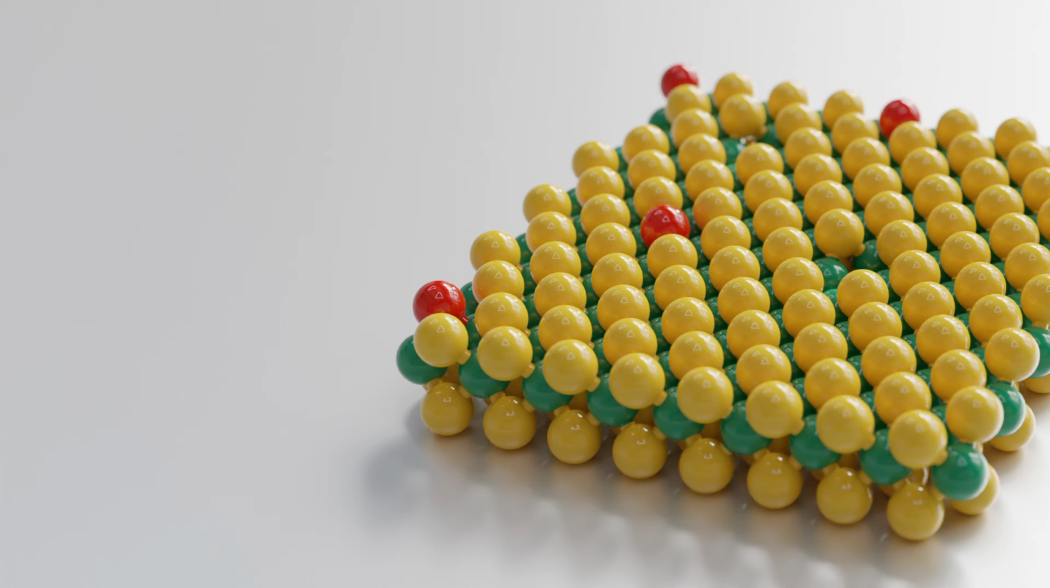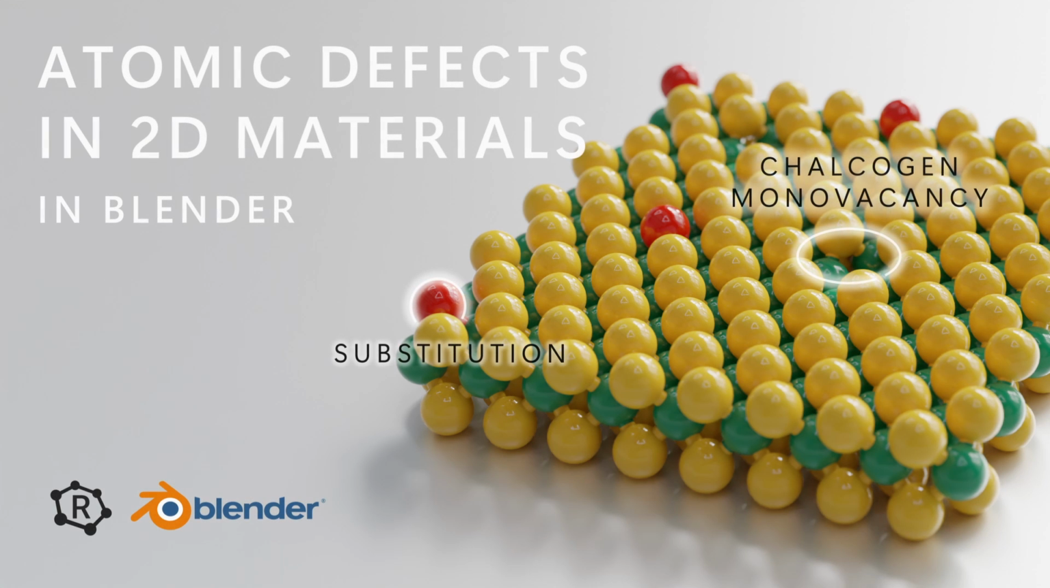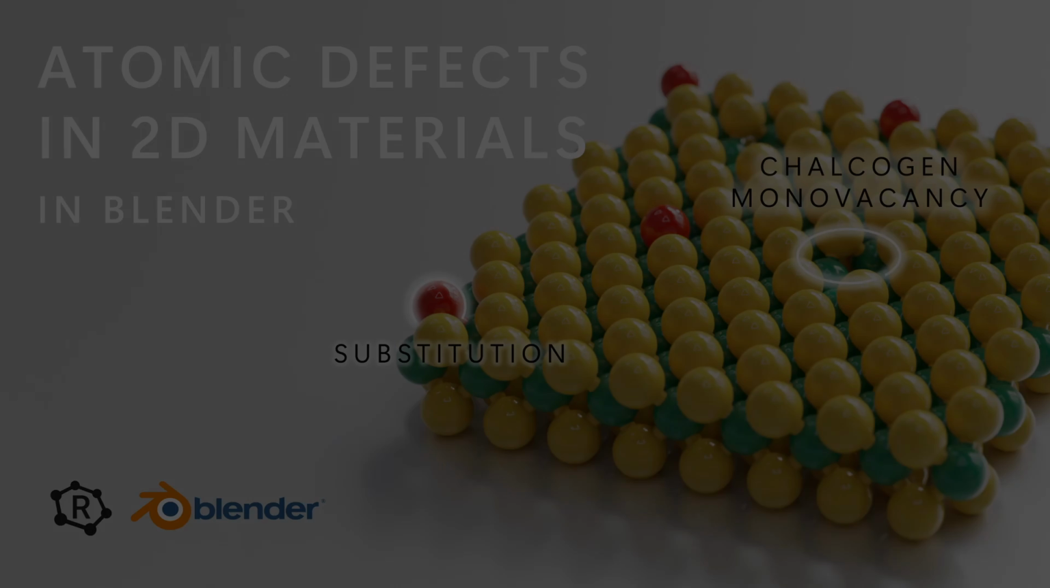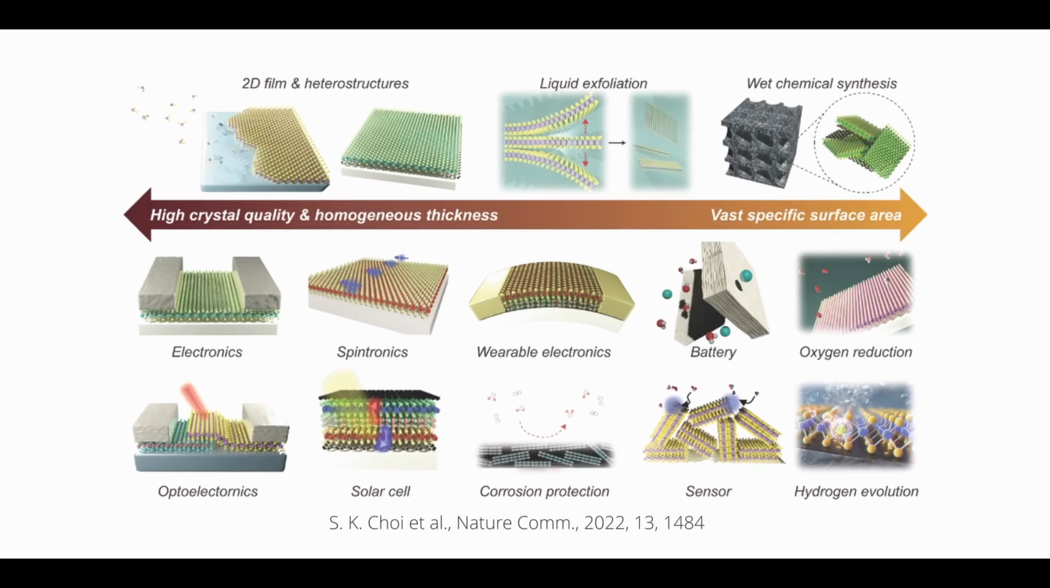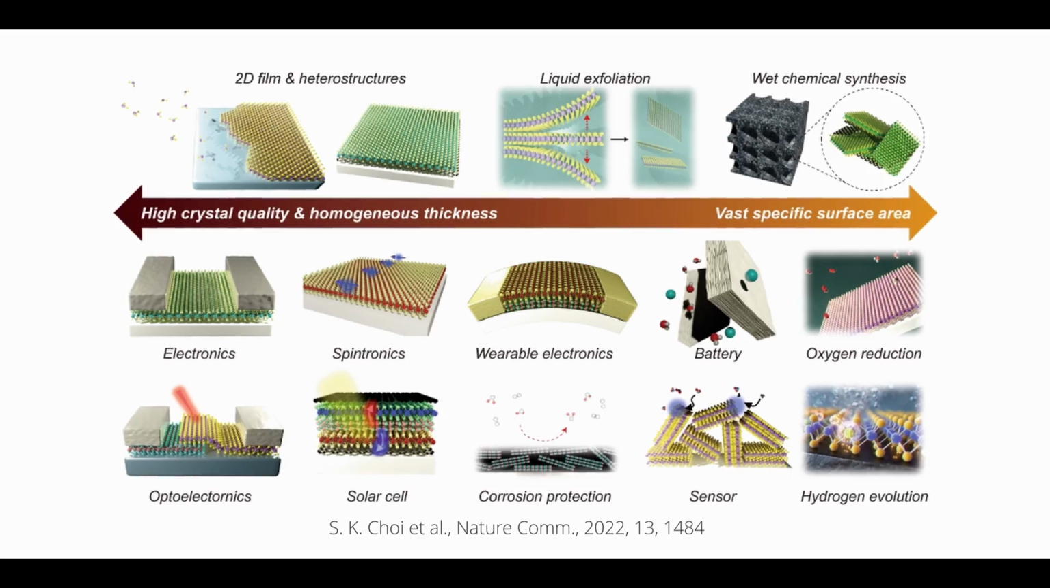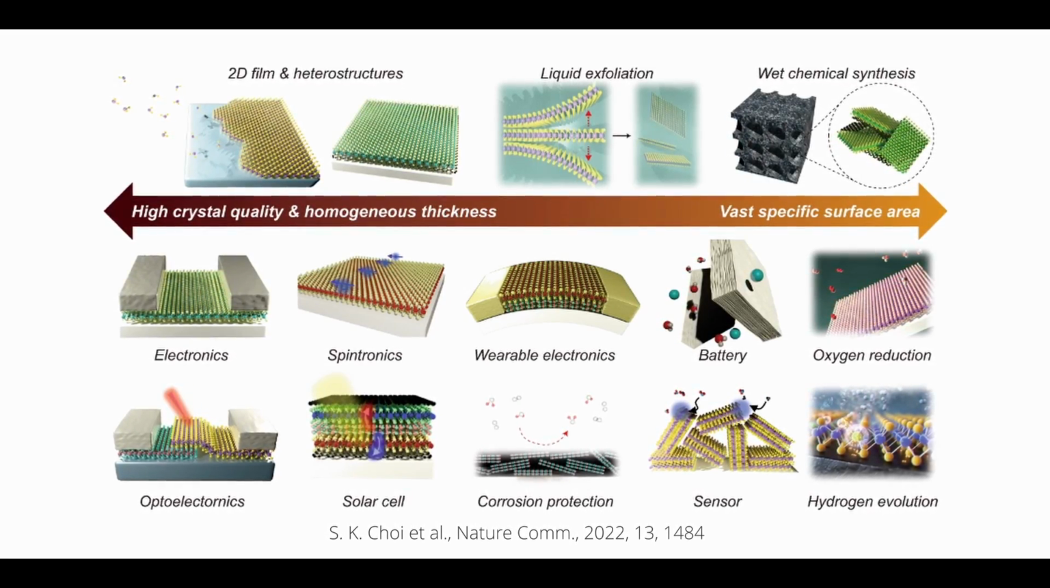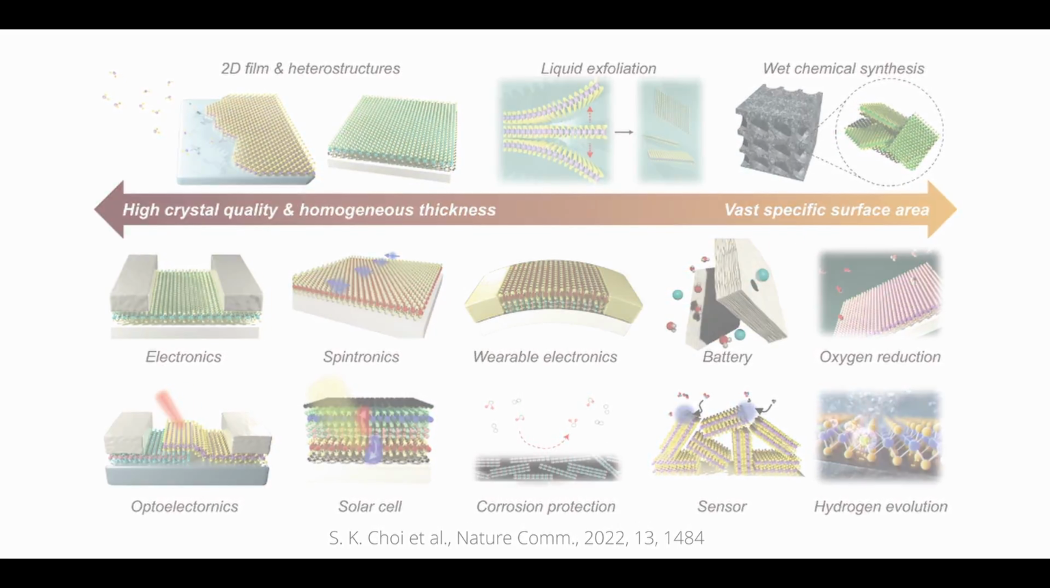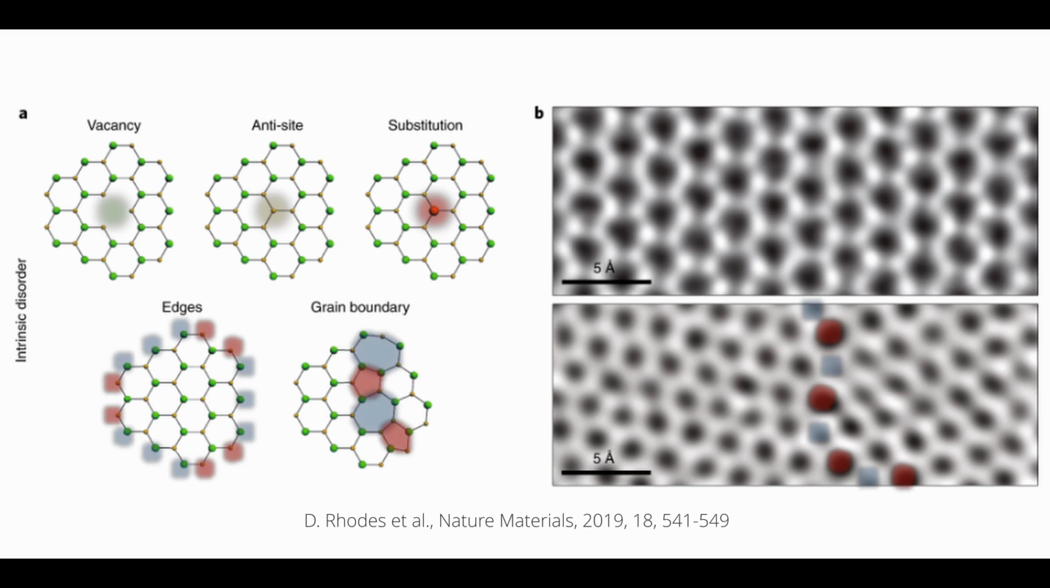Hi, welcome back. Let's talk about how you can draw atomic defects in 2D materials using Blender. A lot of interesting functionality of 2D materials, in particular the transition metal dichalcogenides, is hinged on utilizing atomic defects. This includes vacancy defects, anti-site defects, grain boundaries, substitutional defects, and so on. So it often comes quite in handy if you can draw some of these defects for your publications.